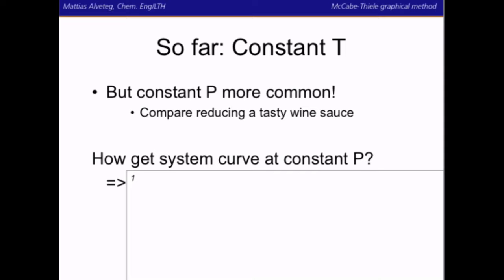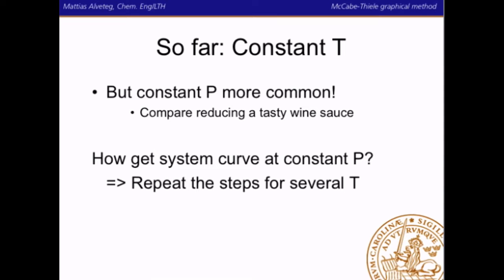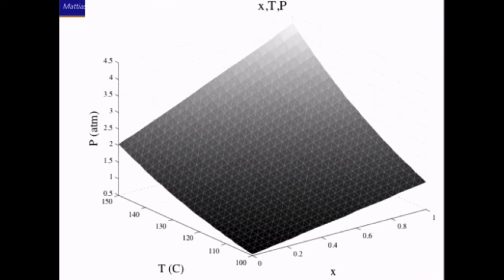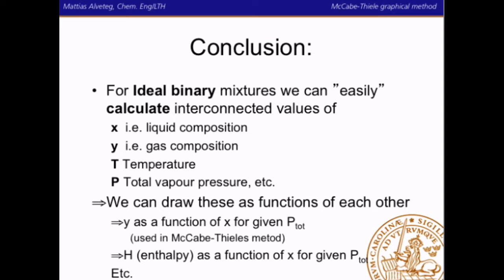Well, you simply repeat the steps that you did for creating a system curve for constant temperature, and then use that data to cut your information in another way, so you get constant pressure instead. So for ideal binary mixtures, we can easily calculate interconnected values of liquid composition, gas composition, temperature, total vapor pressure, etc. And we can draw these as functions of each other in different ways.